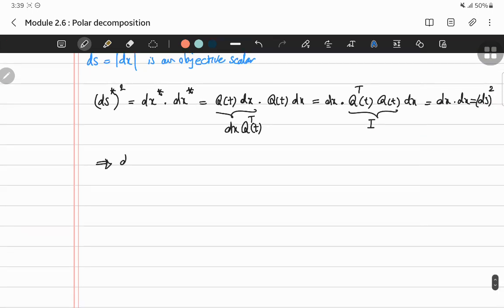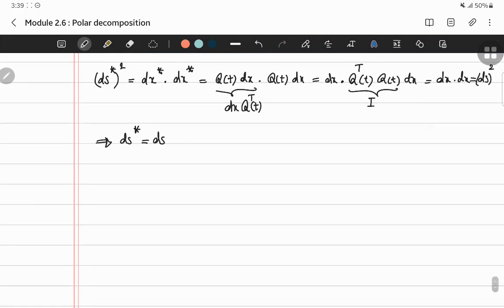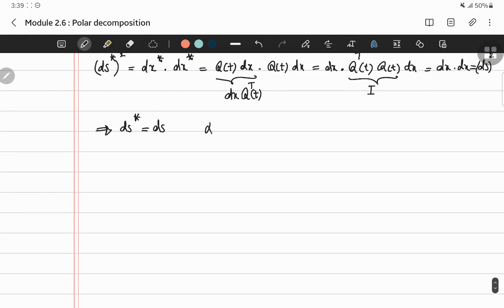Therefore, ds star is equal to ds, and if you remember, alpha prime was equal to alpha. It was the transformation law for the scalars. Therefore, we can say that ds is an objective scalar.